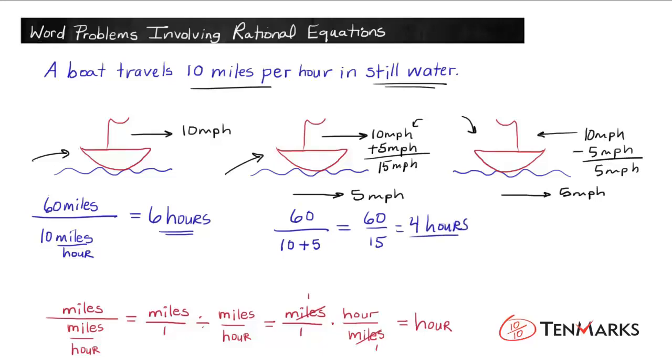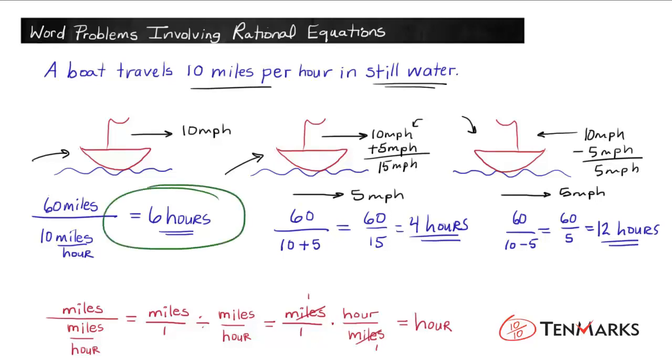4 hours. Now for this last scenario, we would have the 60 miles that the boat is traveling divided by the 10 miles per hour that the boat is traveling minus the 5 miles per hour that the current is traveling against the boat, which would give us 60 divided by 5, or 12 hours. So for the boat to travel 60 miles in still water, it's going to take 6 hours. For the boat to travel with the current, it's going to take 4 hours. And when the boat is traveling 60 miles against the current, it's going to take a full 12 hours.